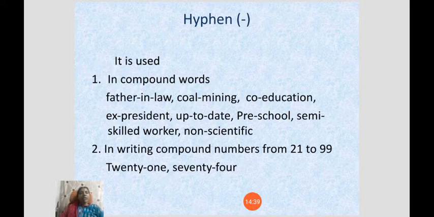The second use is in writing compound numbers from 21 to 99. So these are numbers like 21, 74, 73, 31, 32. If you write them in words, then we use a hyphen.